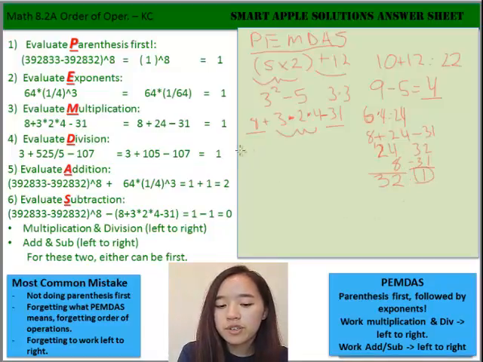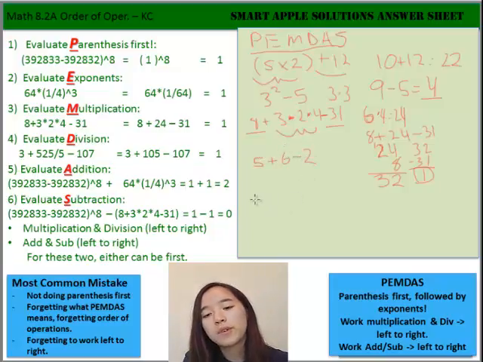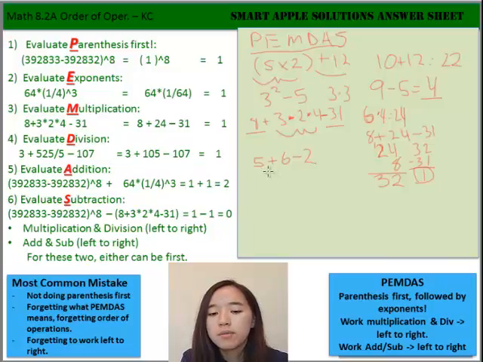Now for addition. Say we have a problem such as 5 plus 6 minus 2. Addition comes first, partly because since we're working from left to right, the operation from the left is the one we're going to do first. So 5 plus 6 is 11, minus 2 equals 9.